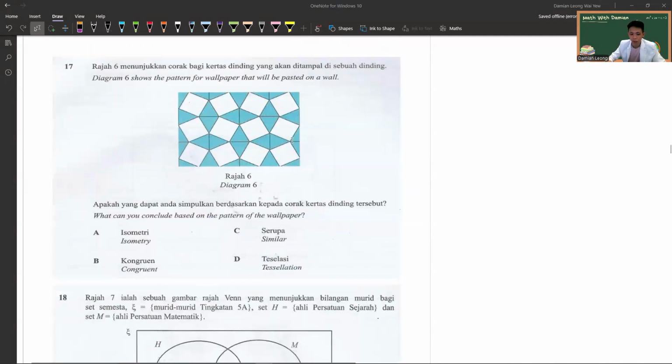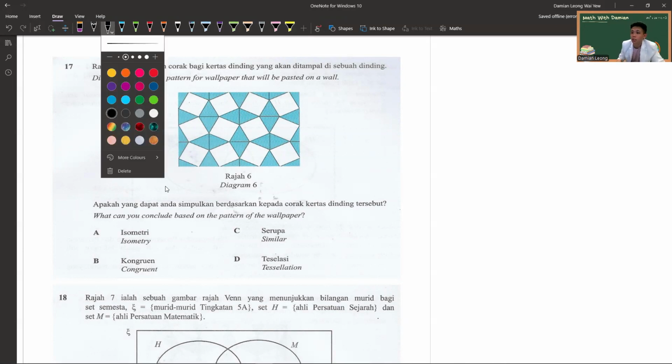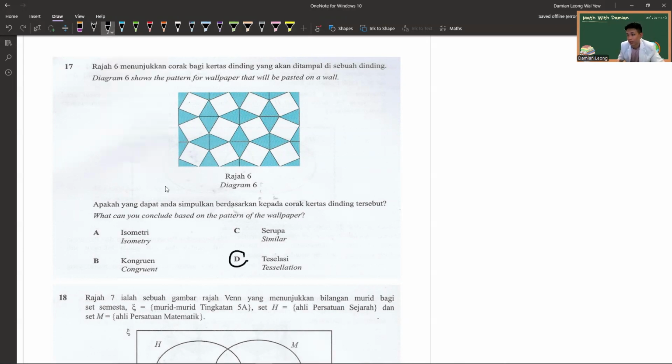Then question 7. What can you conclude based on the pattern of the wallpaper? When we form a repeating pattern using repetition of the same shapes, without any gap in between, that is what we call a tessellation. So it's straightforward.